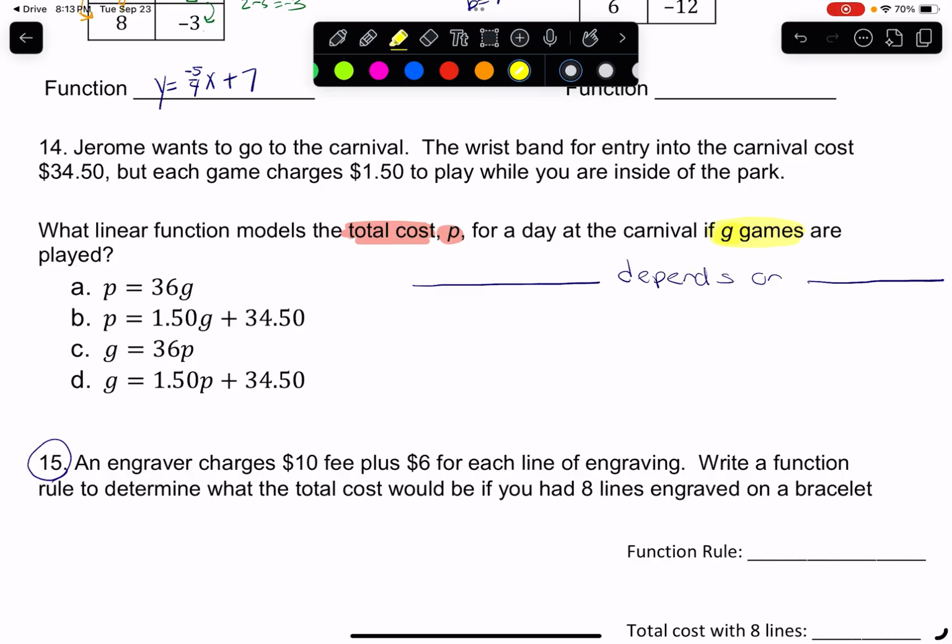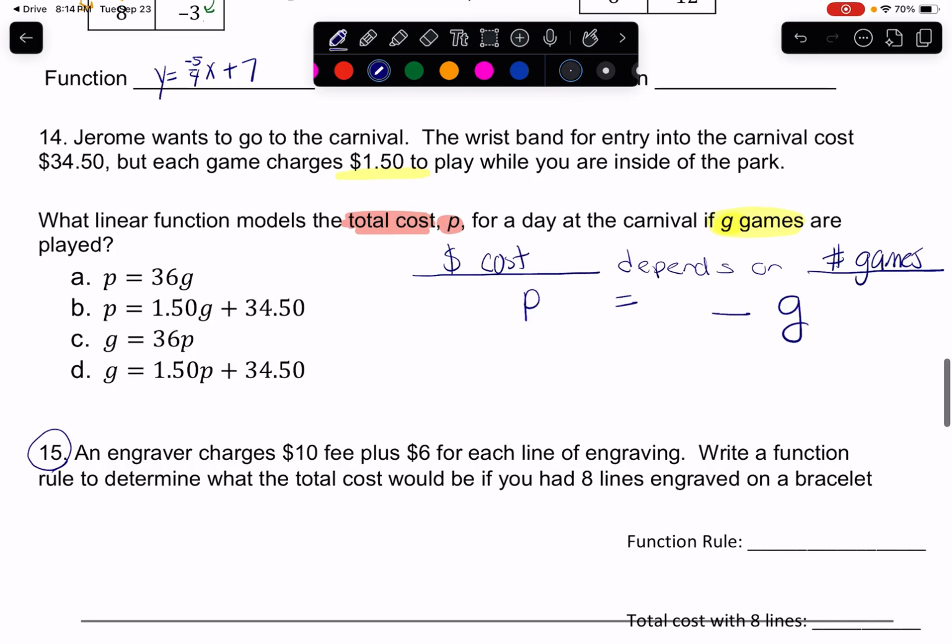Okay, so if I'm going to the carnival, does my cost depend on how many games I play, or do the games I play depend on what the cost is? Well, they tell me what the cost is, so I know how much it's going to cost. All I can decide is how many games I play. So that means that the total cost is going to depend on the number of games. So P has to equal something with a G in it.